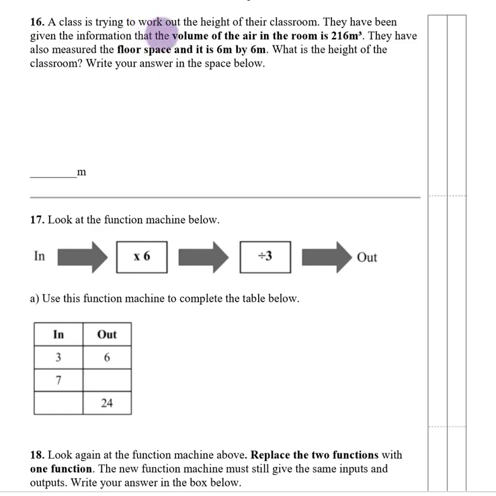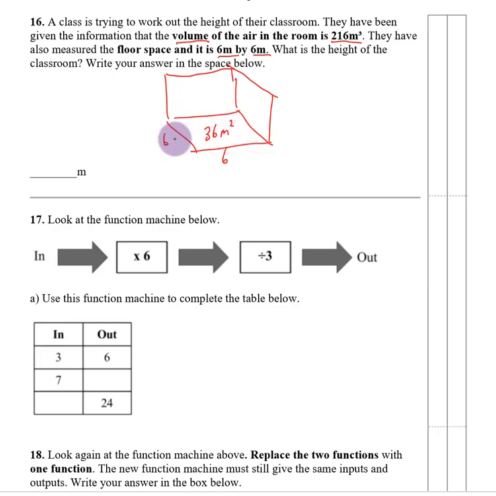Number 16. A class is trying to work out the height of their classroom. They have been given the information that the volume of the air, so this is important, this is a volume question, is 260 meters cubed. They have also measured the floor space, which is 6 meters by 6 meters. So what is the height of the classroom? Effectively, we've got the floor space, which is 6 meters by 6 meters, and then we need to figure out how tall the room is going to be. We can work out the area of the floor space: 6 by 6 would be 36 meters squared.